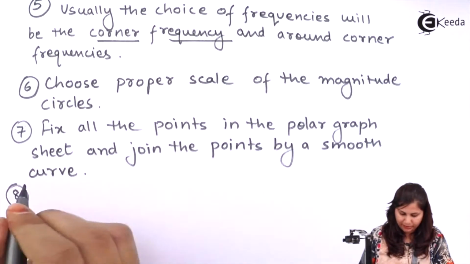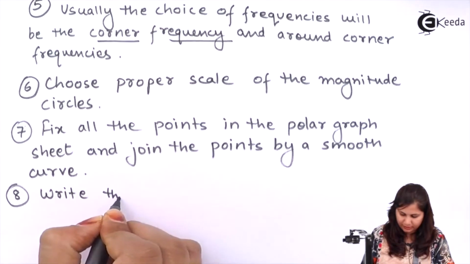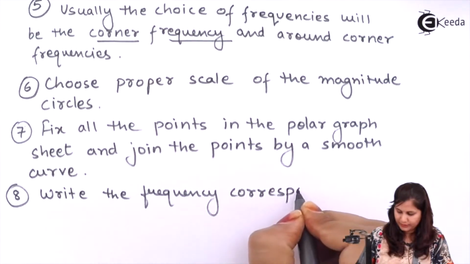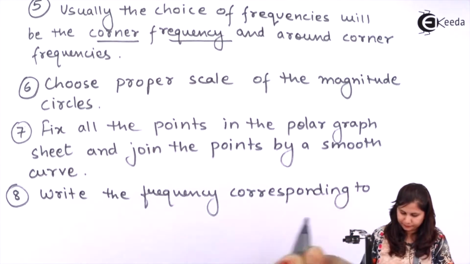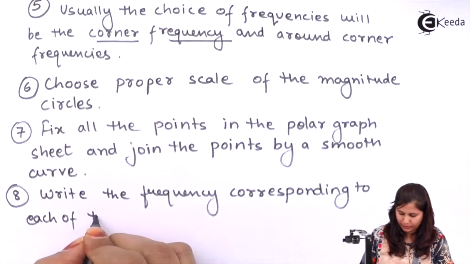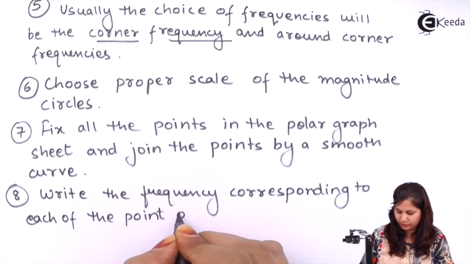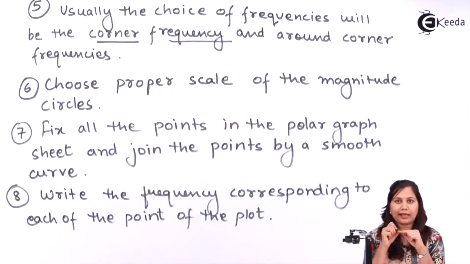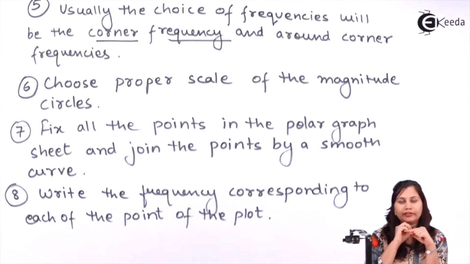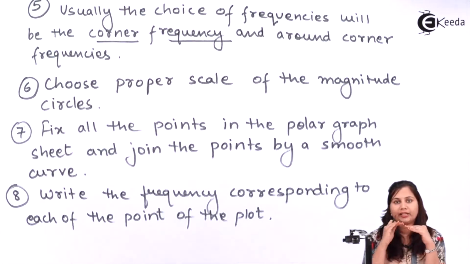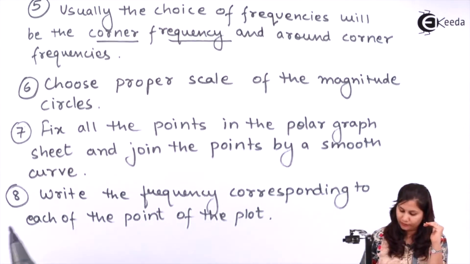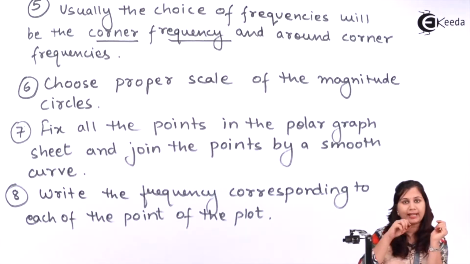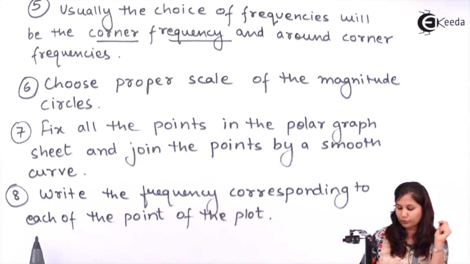Then the next step is to write the frequency corresponding to each point of the plot. The concentric circles on the polar plot represent the magnitude, and according to the phase angles we draw the radial lines. These radial lines and the magnitude are plotted as a function of the frequency. So we obtain a smooth curve joining all the points of the magnitude, and on the radial lines which we have got, write the frequency corresponding to each point of the plot.